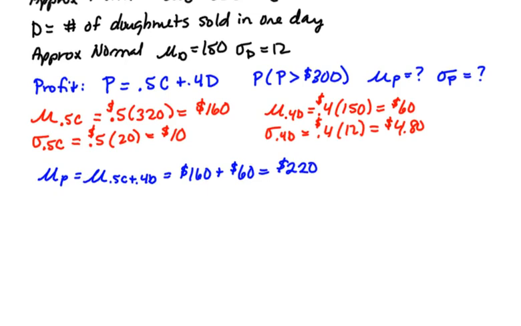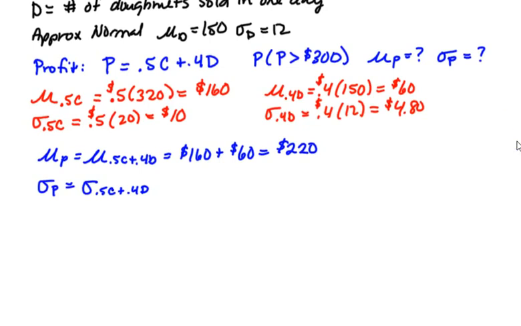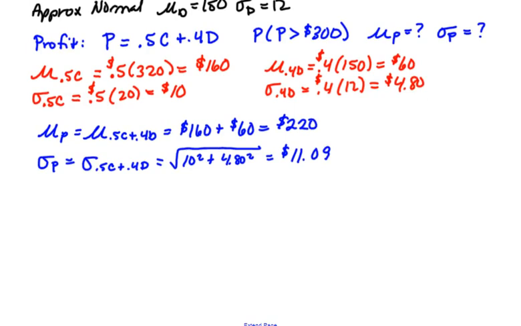Now, when I want to find the standard deviation of P, that's the standard deviation of two random variables added together. Now, I can't add standard deviations, but as long as these two variables are independent, and we forgot to read that part, assuming that coffee and donut sales are independent of each other, that means I can add variances. So this is the square root of $10 squared plus $4.80 squared, which turns out to be $11.09.